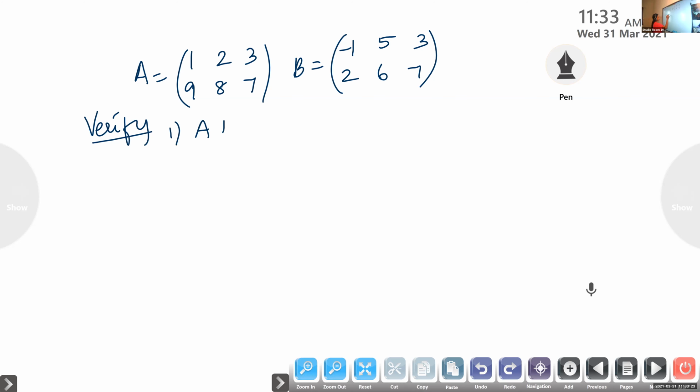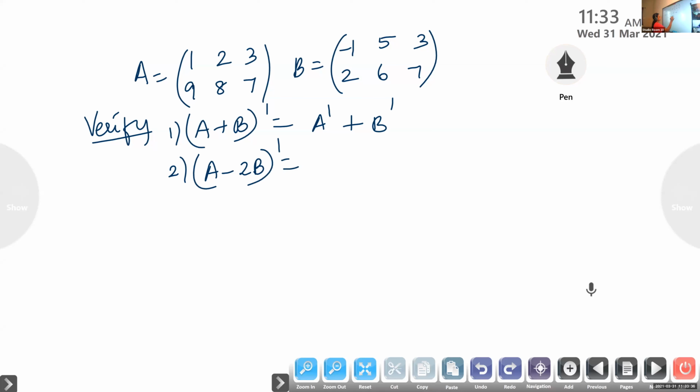First one, A plus B the whole dash is equal to A dash plus B dash. Second one, A minus 2B the whole dash is equal to A dash minus 2B dash the whole. Do this one. Two things you have to do here: A plus B the whole dash, and A minus 2B the whole dash. Try this.